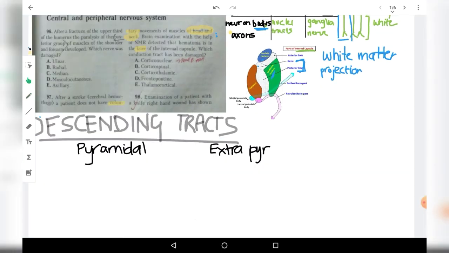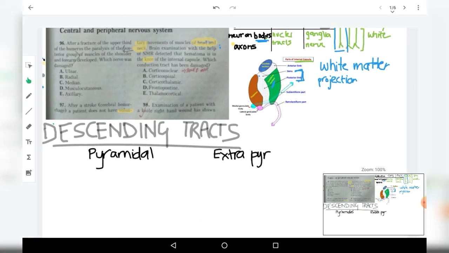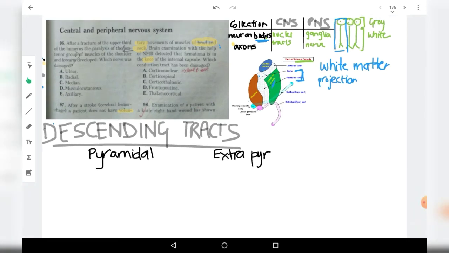So let's discuss the tracts. Now you know what tracts are. These are a collection of axons in the central nervous system. There are two types of tracts: the descending and the ascending tracts. In this video we'll discuss the descending tracts. The descending tracts are pyramidal and extrapyramidal. Now why are they called pyramidal? They are called pyramidal because they pass through the pyramids of the medulla oblongata.